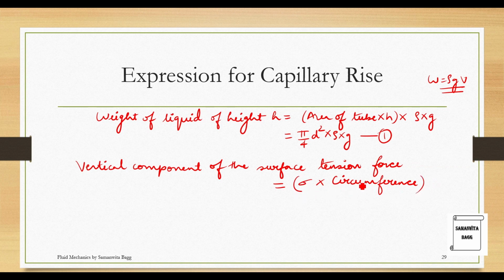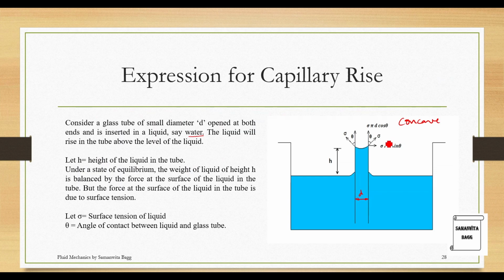This becomes the force. Now, when I talk about this force, please be careful. This is just showing the surface tension. When I convert this into force, it has to be multiplied by the circumference. And circumference is a circular one, so circumference is always pi d. So, this will become the force.